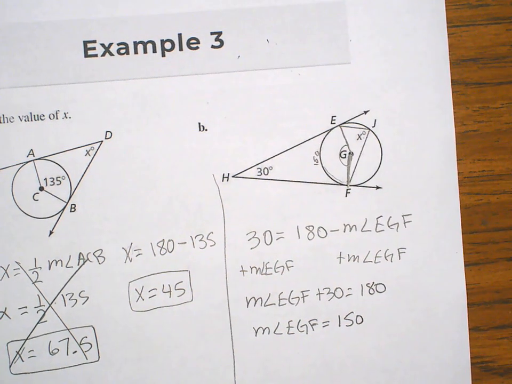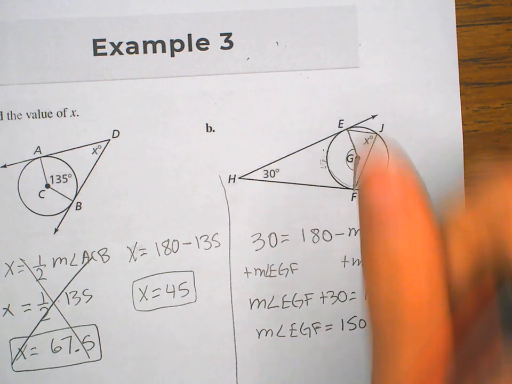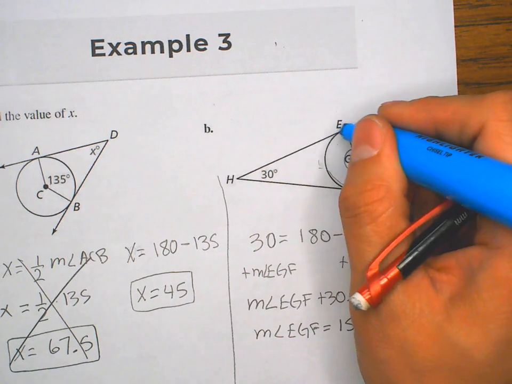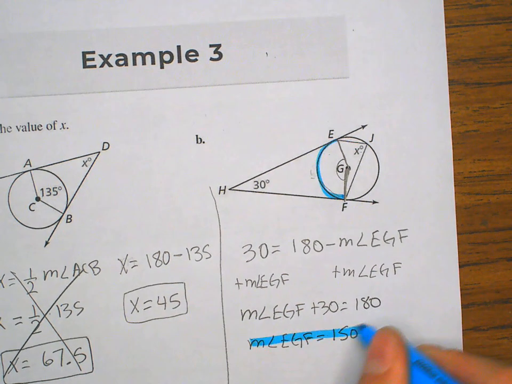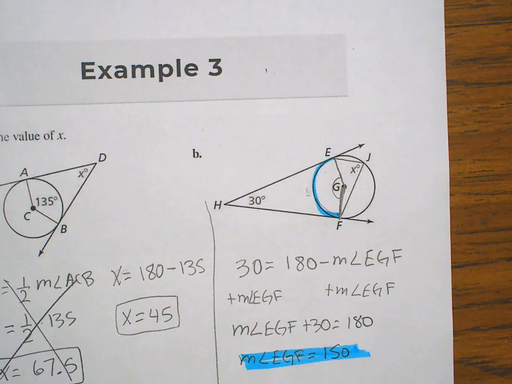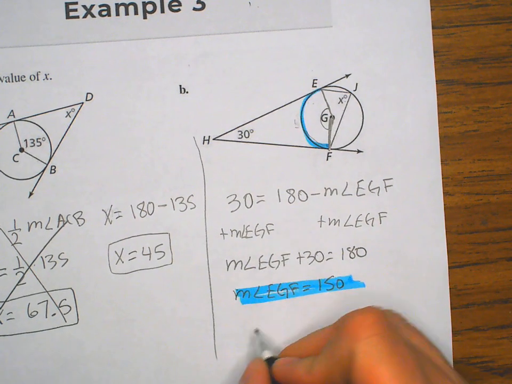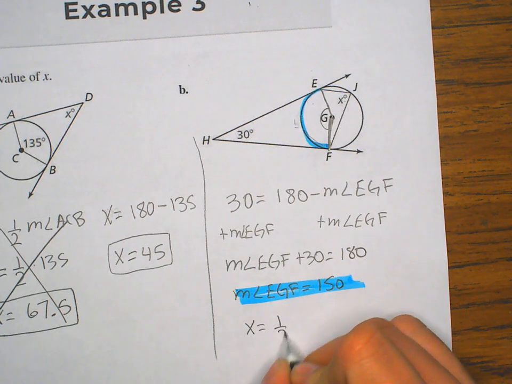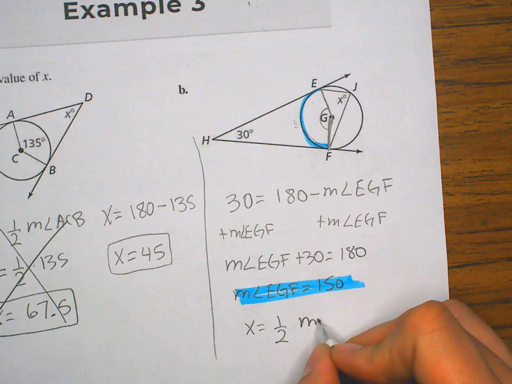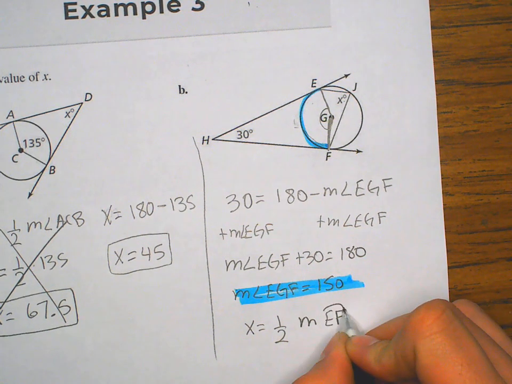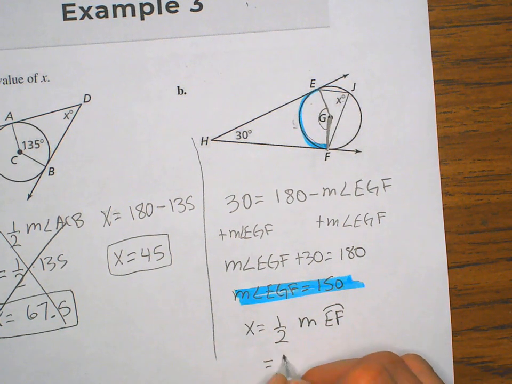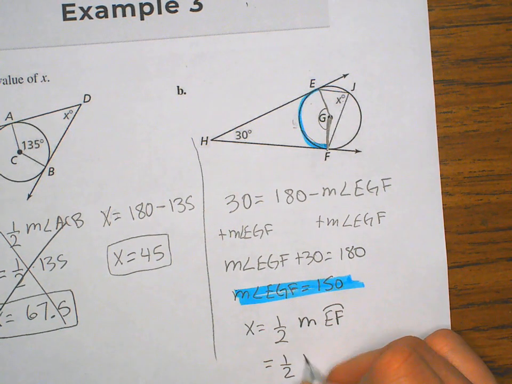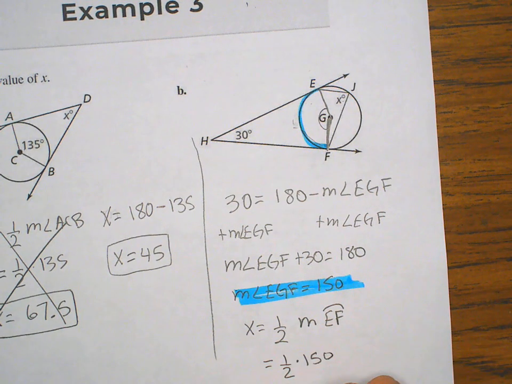Okay, you can barely see that. But that arc right there, let me highlight it. This arc right here is 150. Okay, that's that one right there. Now, that's not the answer though, because they want me to find out what x is. Now, we do know that x is equal to 1/2 the measure of arc EF. Okay, but we do know what that is. That right there is 150. So therefore, x is going to be half of that, which is going to be 75.